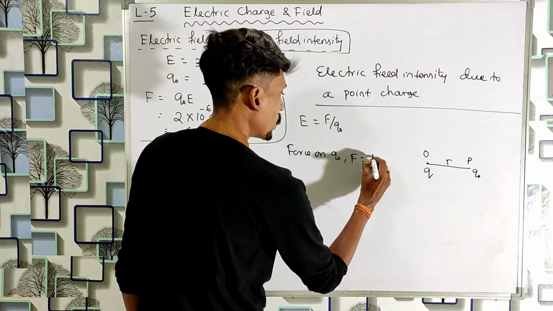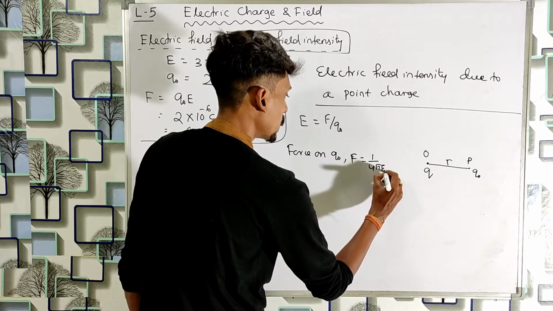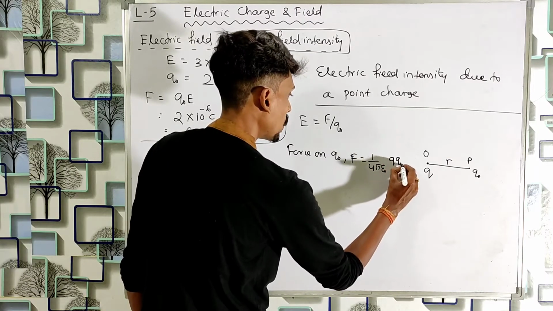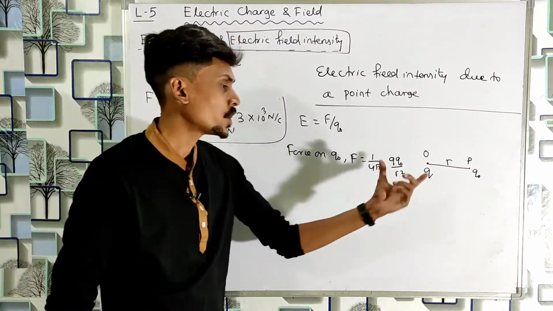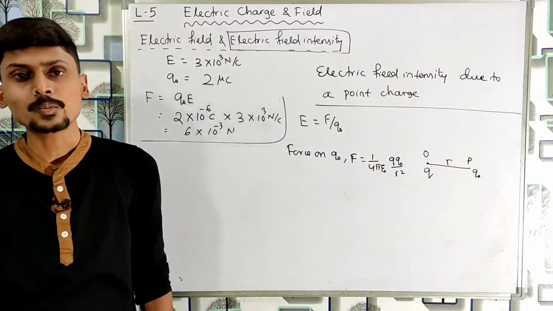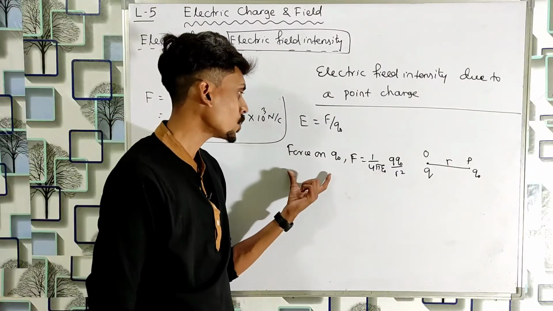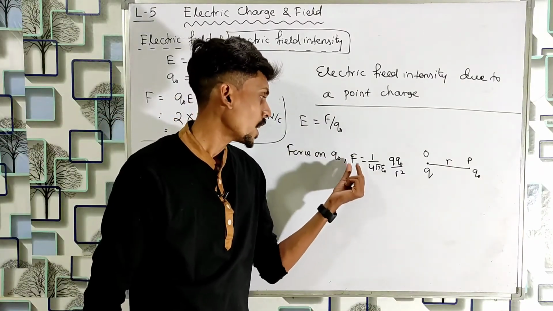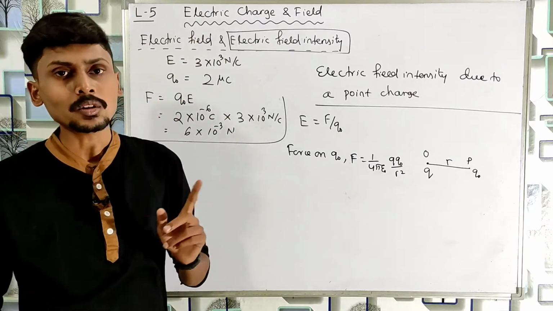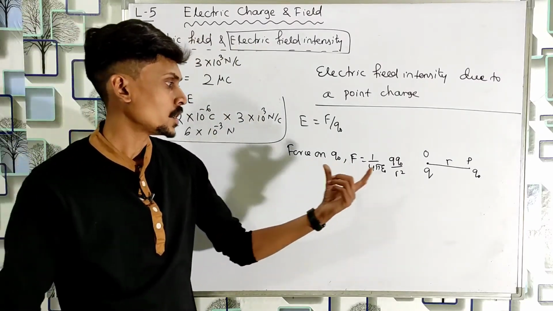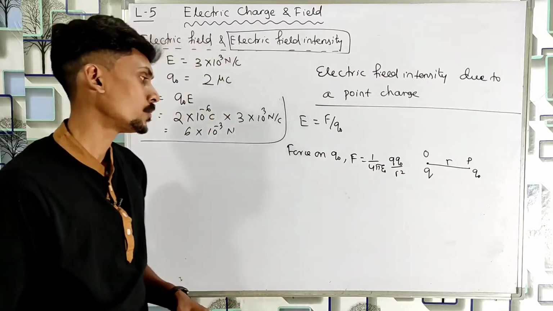F equal to 1 by 4 pi epsilon naught Q into Q naught by R square. Assume that the two charges are placed in vacuum or free space. Then the force on Q naught is how much? F equal to 1 by 4 pi epsilon naught Q Q naught by R square. This is Coulomb's formula, Coulomb's law.